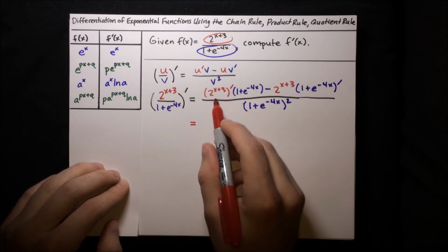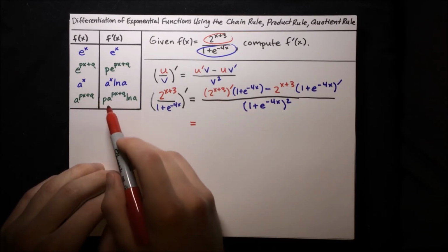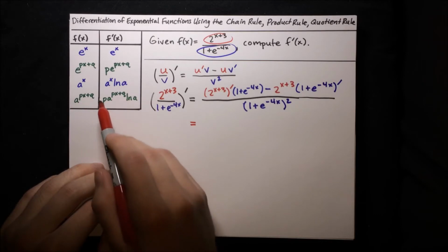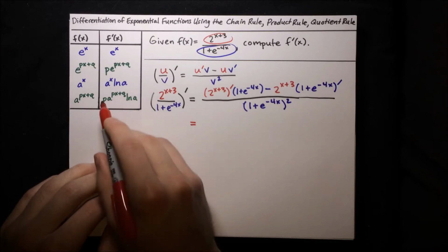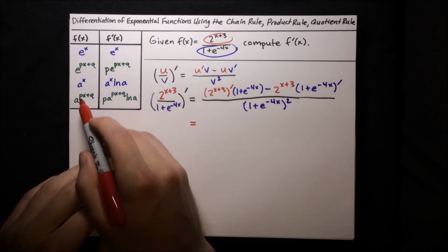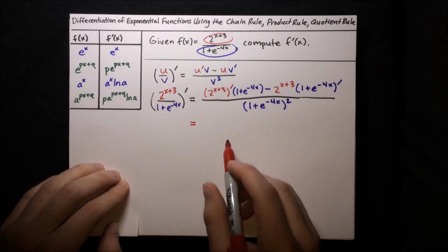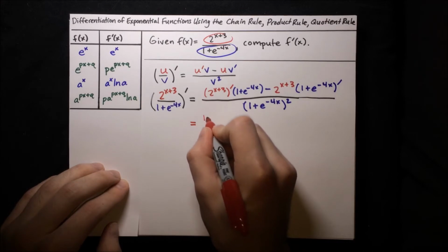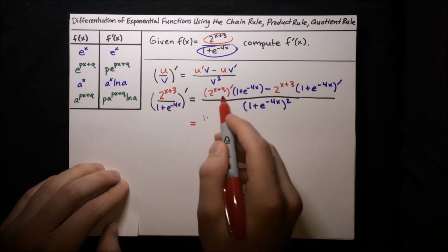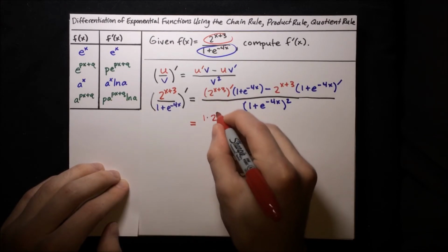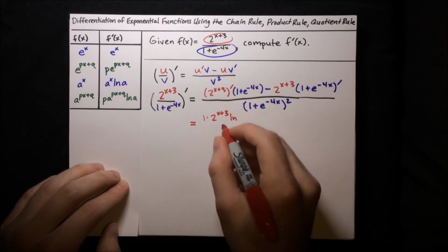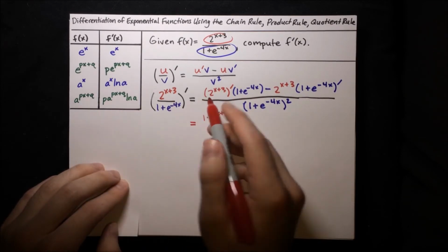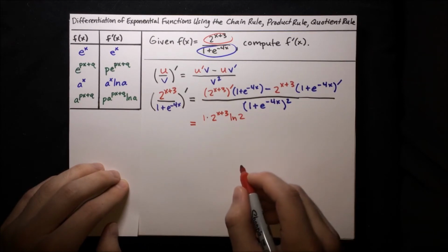That matches the template a to the px plus q, and the derivative of that is just p a to the px plus q, natural log a. So what is p in this case? Well, p is just the coefficient on the x, which is just 1. So 1 times a to the px plus q, that's just the original expression, 2 to the x plus 3, then times the natural log of a. Well, a is just the base of 2 here. So times natural log 2.